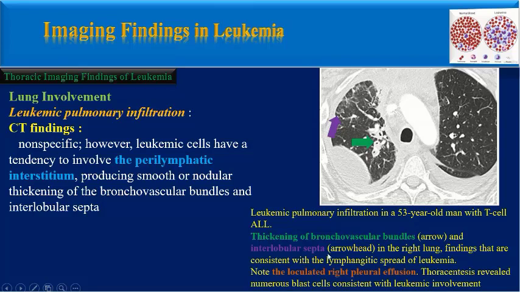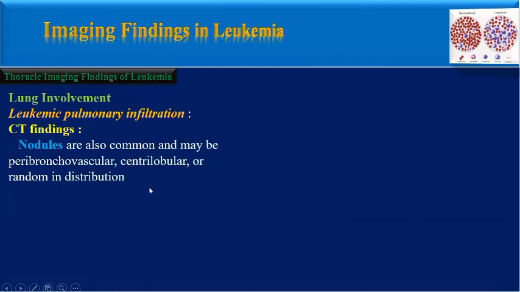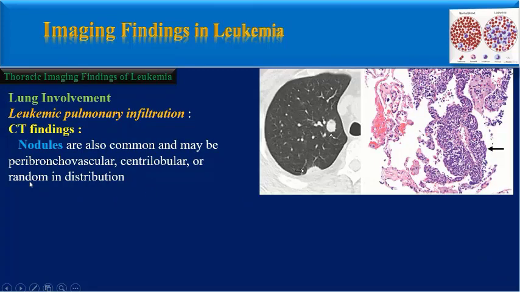Also, note the loculated right pleural effusion, which thoracentesis revealed to contain numerous blood cells consistent with leukemic involvement. Nodules are also common and may be peribronchovascular, centrilobular, or random in distribution.